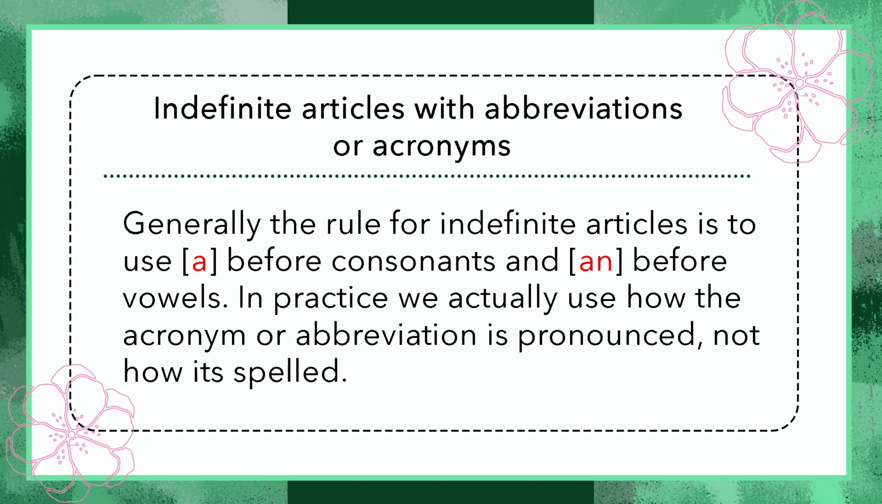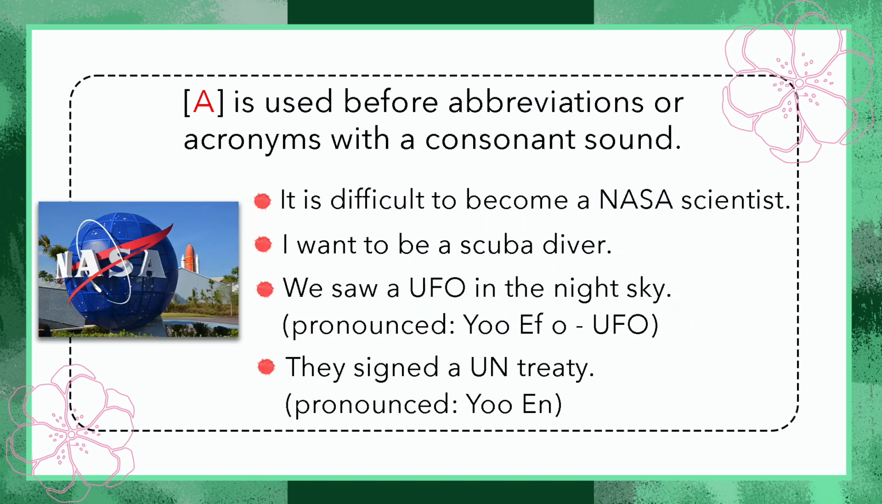Generally, the rule for indefinite articles is to use a before consonants and an before vowels. In practice, we actually use how the acronym or abbreviation is pronounced, not how it is spelled. A is used before abbreviations or acronyms with a consonant sound.